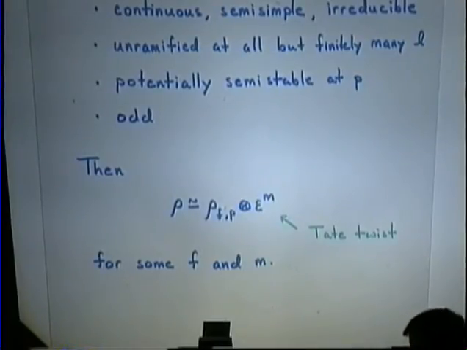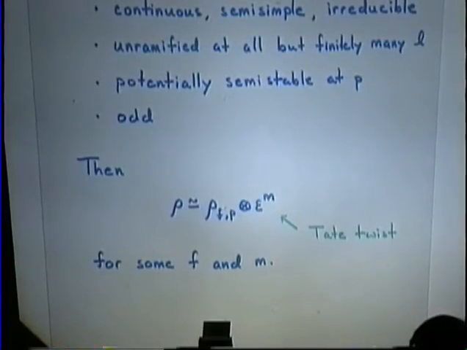And then I'm going to go ahead and throw in the condition odd, which may or may not be in the statement by Fontaine and Mazur. And odd means the representation on complex conjugation has eigenvalues 1 and -1.